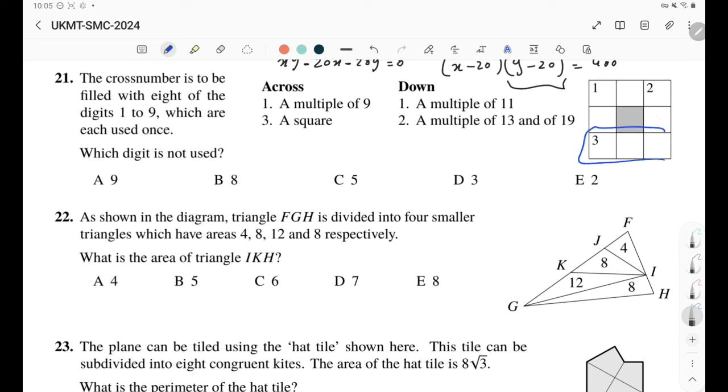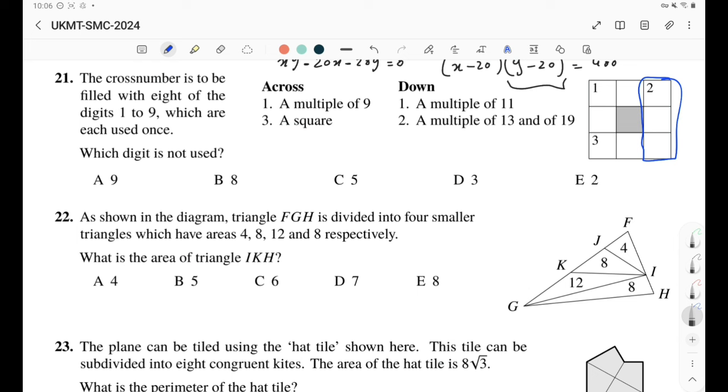This number here, a 3-digit number, is a square. This number here is a multiple of 11. This number here is a multiple of both 13 and 19. All right, so which info should we use first? Well, clearly this info. Because 13 and 19 are co-prime, they don't share any common factor, this number should be a multiple of both 13 and 19.